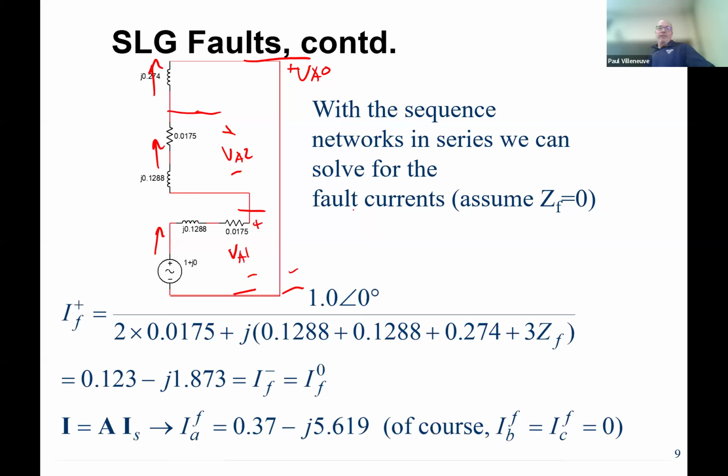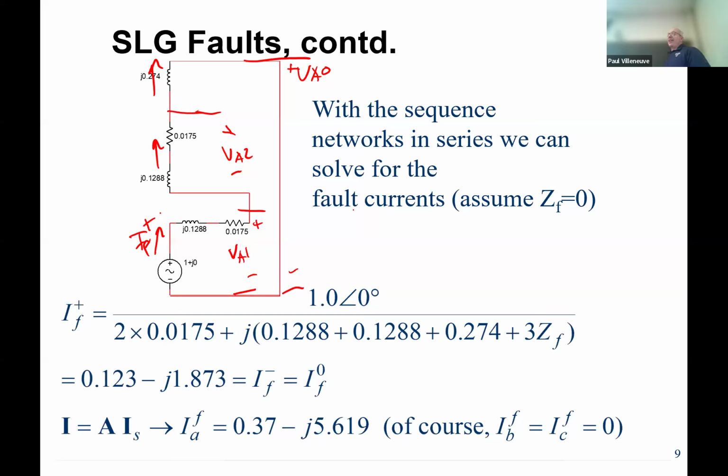So now, if I want to solve for this current, IF positive, it's just a series circuit. I take the positive sequence voltage and I just divide by the sum of the impedances. So I take 1 at an angle of 0, because we're assuming an unloaded system with a pre-fault voltage equal to 1. I divide by the sum of the impedances, and I end up with 0.123 minus j0.873.